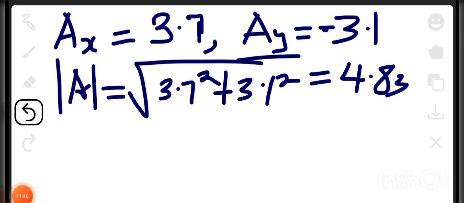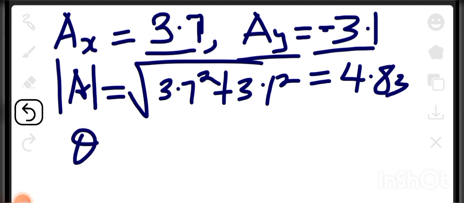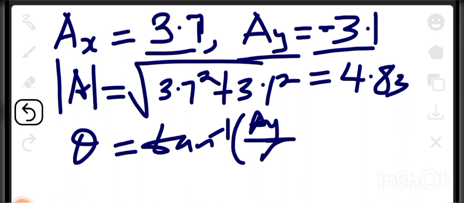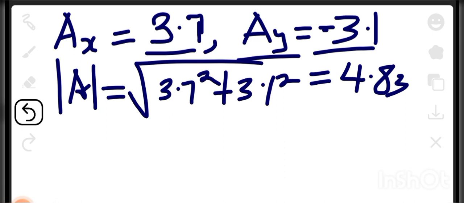Then the direction theta. Check: AS is positive but AY is not positive. So the direction theta cannot just be that. To get the direction, you can only use theta is equal to tan inverse of AY over AX if both AS and AY are positive. If they are not, you cannot use this formula directly. So look at what I'm going to do now. We are going to draw it out.